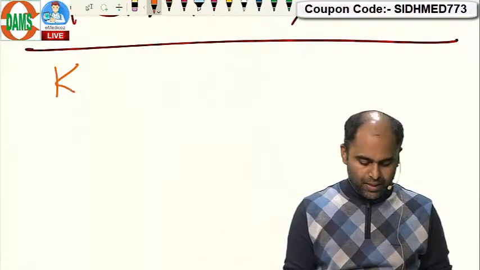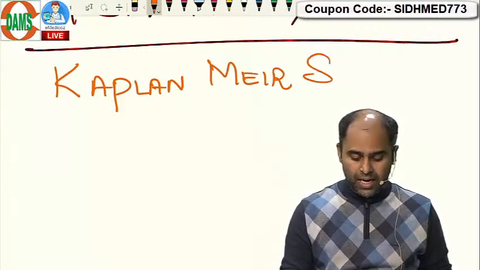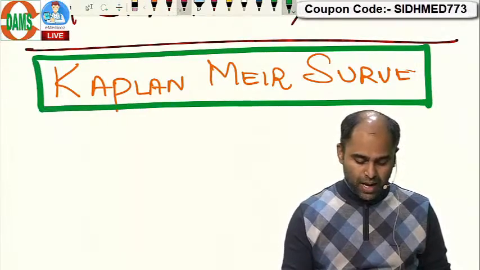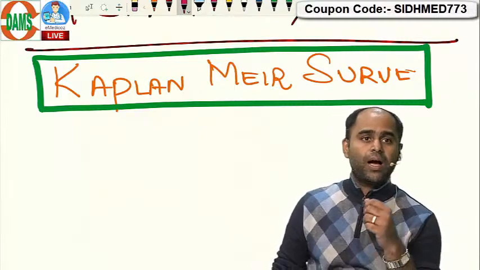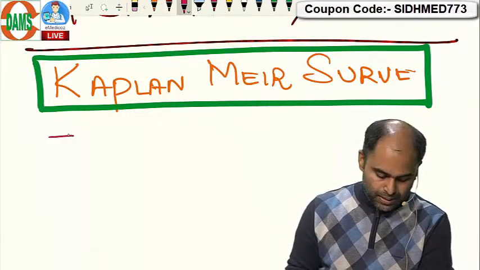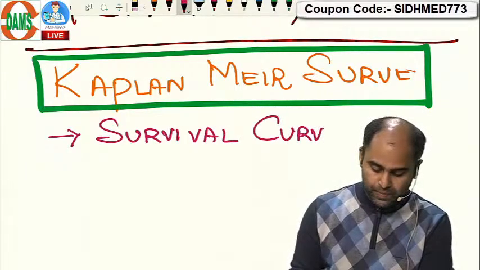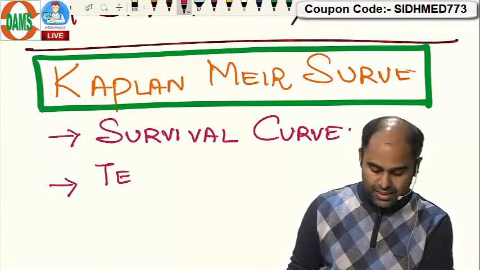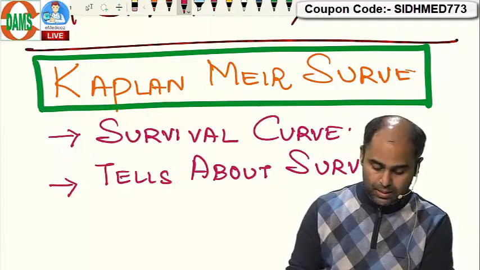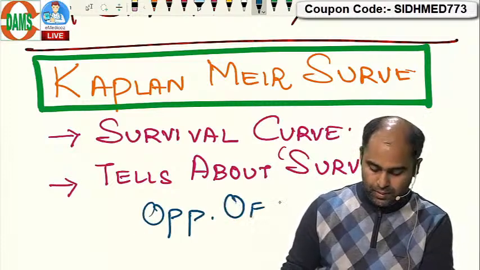Okay, so we will start with a curve which we have been seeing right from our Robbins pathology book, but we never have had interest to actually understand that curve. And this curve is called the Kaplan-Meier curve. This is also called the survival curve, because it tells about survival, which is the opposite of fatality.